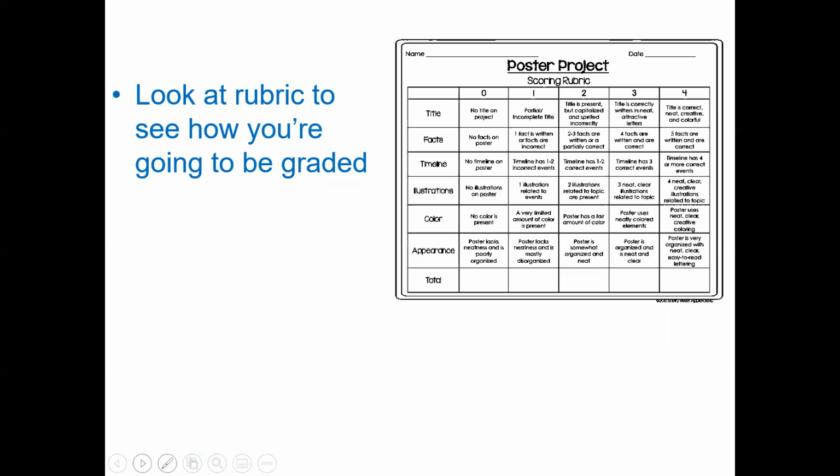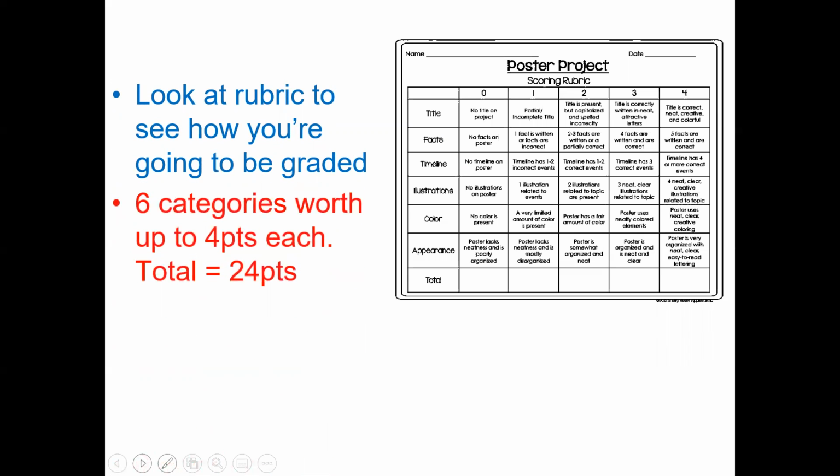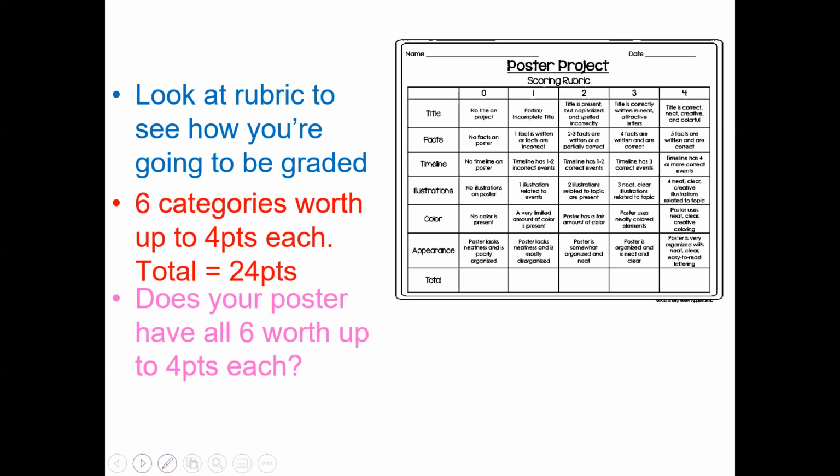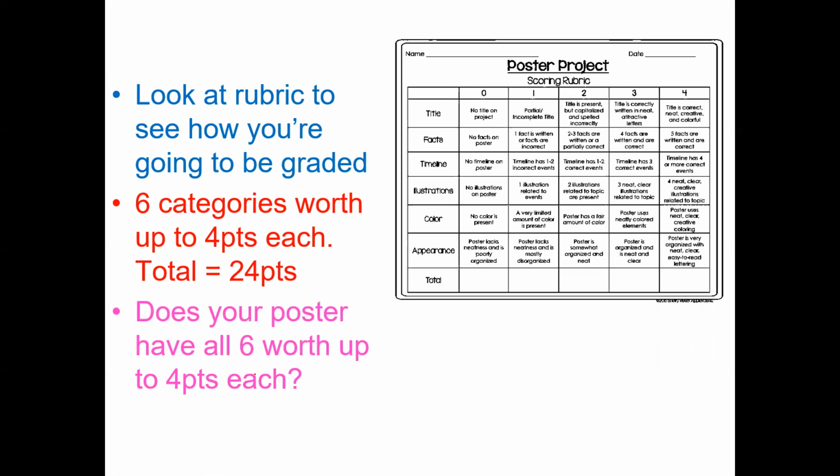So you'll be looking at the rubric to see how you're going to be graded. 6 different categories are worth 4 points apiece, so 24 total. Make sure your poster has all 6, worth up to 4 points apiece.